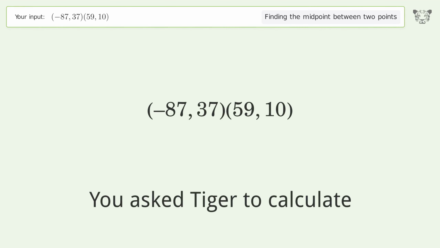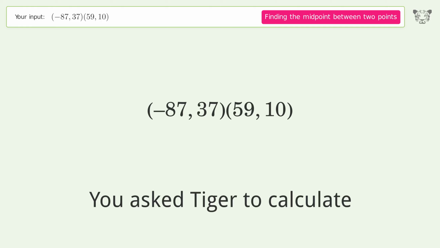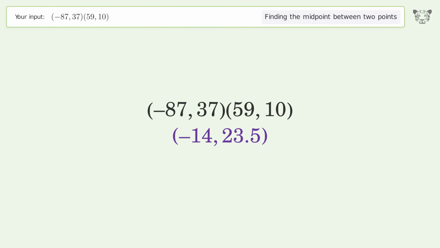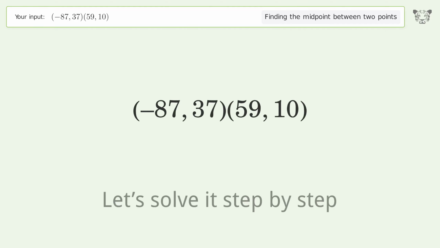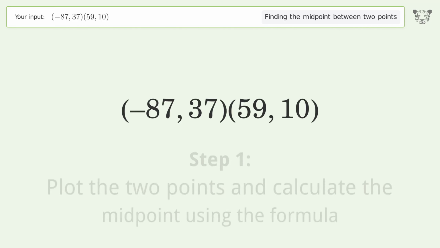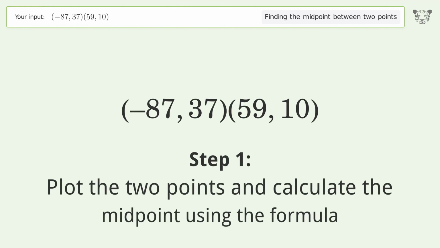You ask Tiger to calculate. This deals with finding the midpoint between 2 points. The midpoint between the 2 points is -14, 23.5. Let's solve it step by step. Plot the 2 points and calculate the midpoint using the formula.